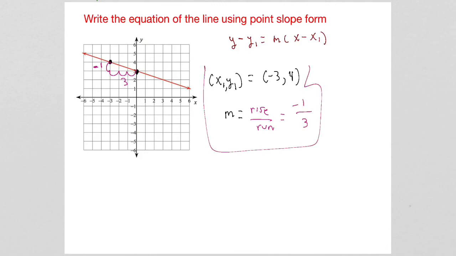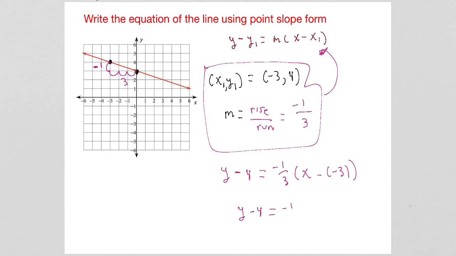So let's use all of this information and plug it in to get the equation of the line. So we're going to get y minus y1 is 4, which equals -1/3 times x minus -3. And then here, once we clean this up, we get y minus 4 equals -1/3 x plus 3.